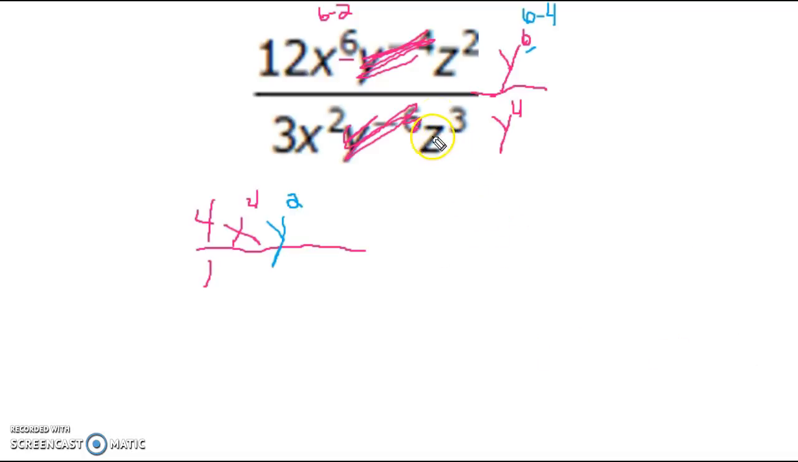Now I go to my z's. I have z squared divided by z to the third, the bigger number's on bottom, so 3 minus 2. And that leaves me with 1z. And that would be your answer.